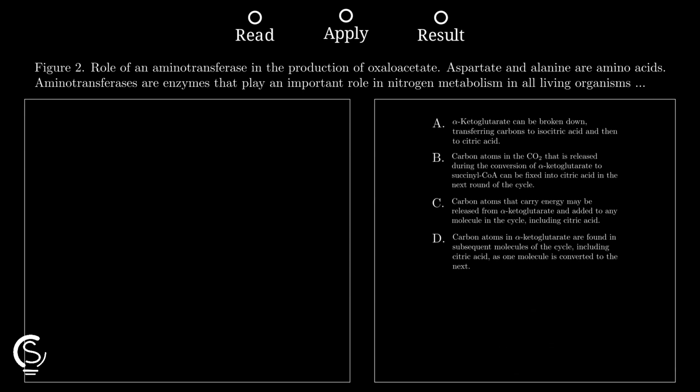According to the Krebs cycle diagram, alpha-ketoglutarate is a key intermediate that continues through several chemical reactions. We need to track exactly where those specific carbon atoms go next in line.